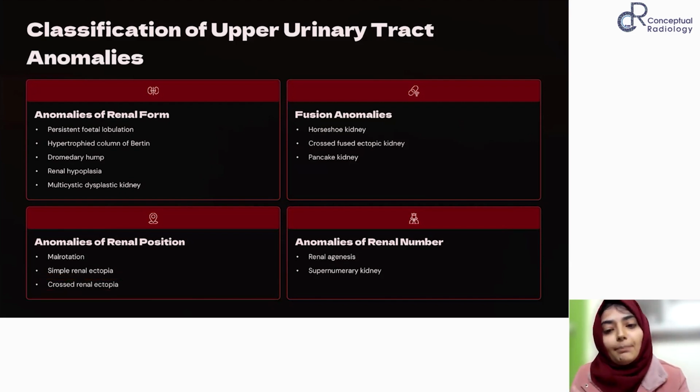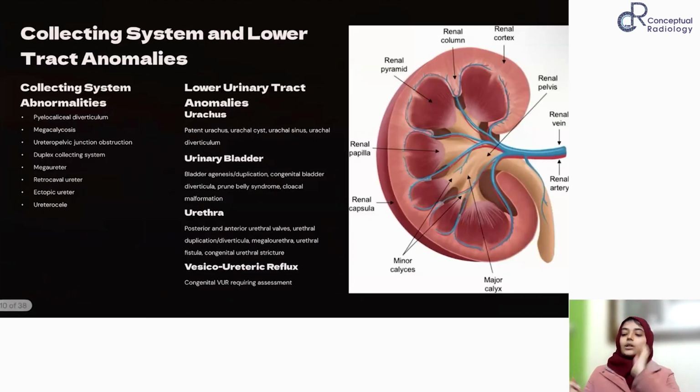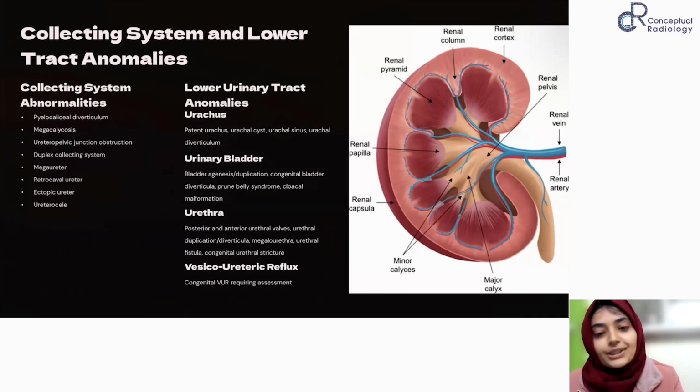Then we come to the renal number. There is an absent kidney or there is an increase to more than 2 kidneys in some patients. So blessed to have 3 or more kidneys. So supernumerary kidneys or agenesis of the kidney. So this is the simple kind of visual representation of all the anomalies at a glance.